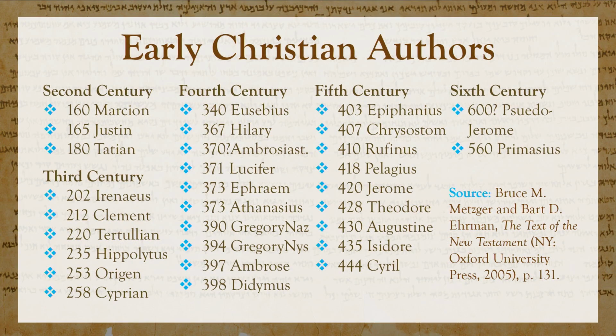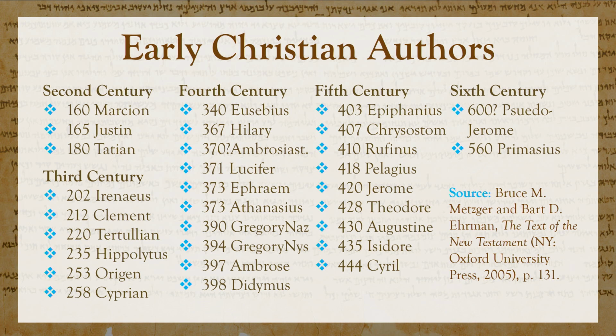And so what we can do is compare his quotation to the manuscripts we have, or maybe we don't have that many manuscripts for a particular verse. We can look to Eusebius and many of the other church fathers to figure out what the evidence from that period is. Here's a list of some of the early Christian authors from Metzger and Ehrman's book. There are actually a lot more than this, and these are really just a smattering of them.